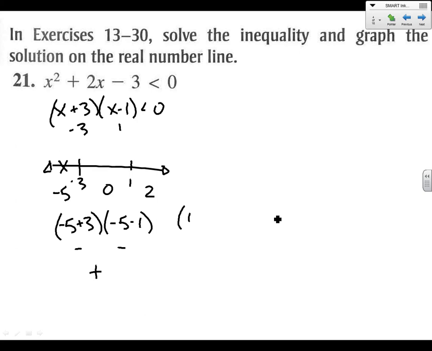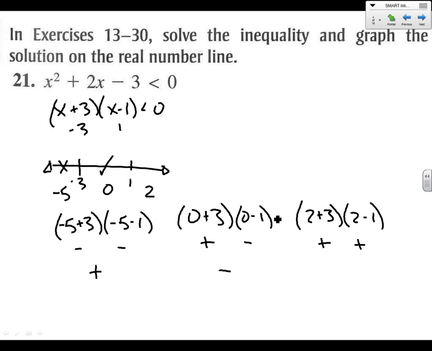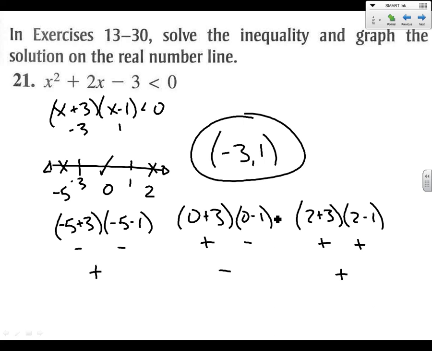Let's try 0. 0 plus 3, 0 minus 1. We've got a positive times a negative, which is negative. We like that. And let's try 2. 2 plus 3 and 2 minus 1. Positive, positive. That's a positive, which is not what we're looking for. So our answer would be from negative 3 to 1. All numbers in between negative 3 and 1.